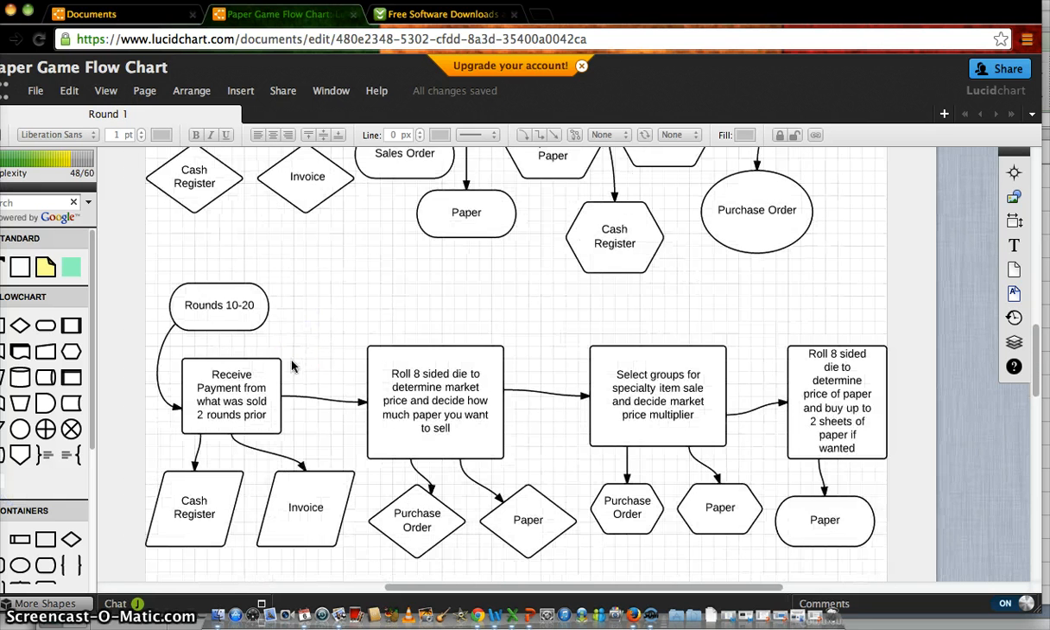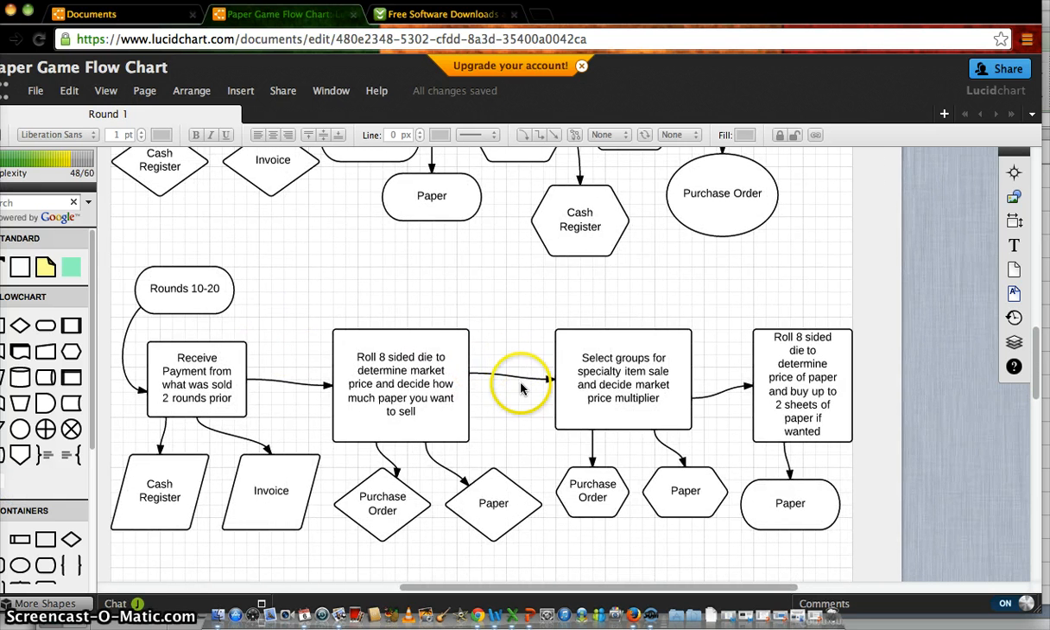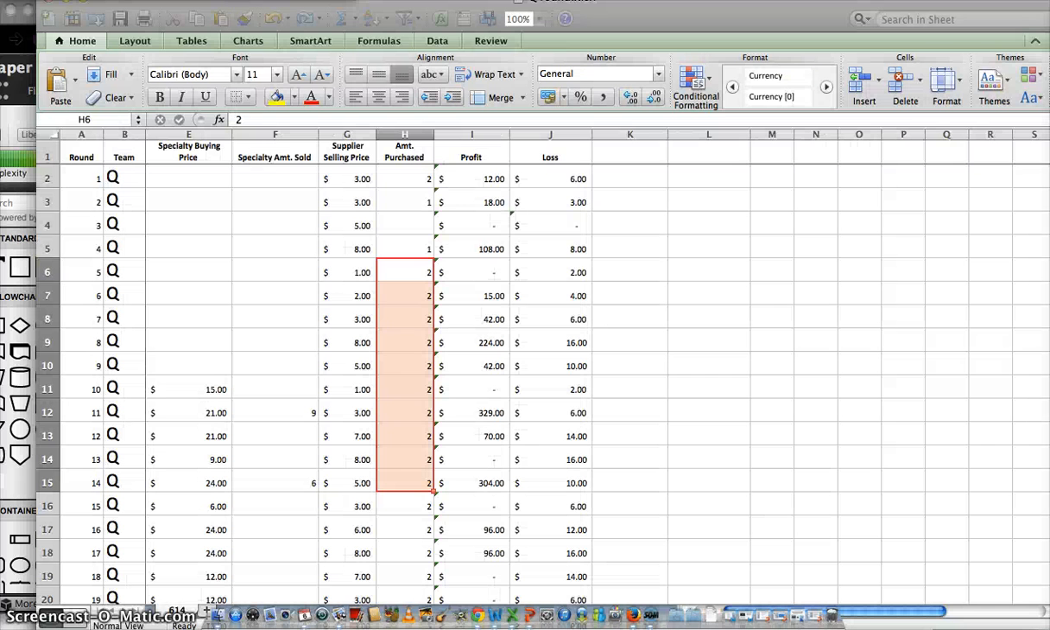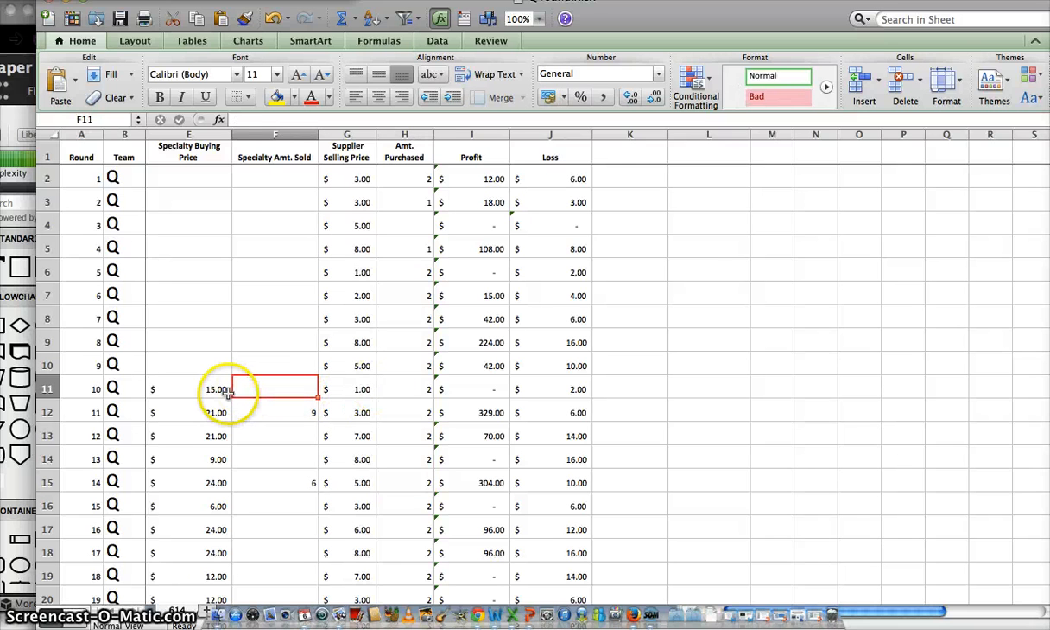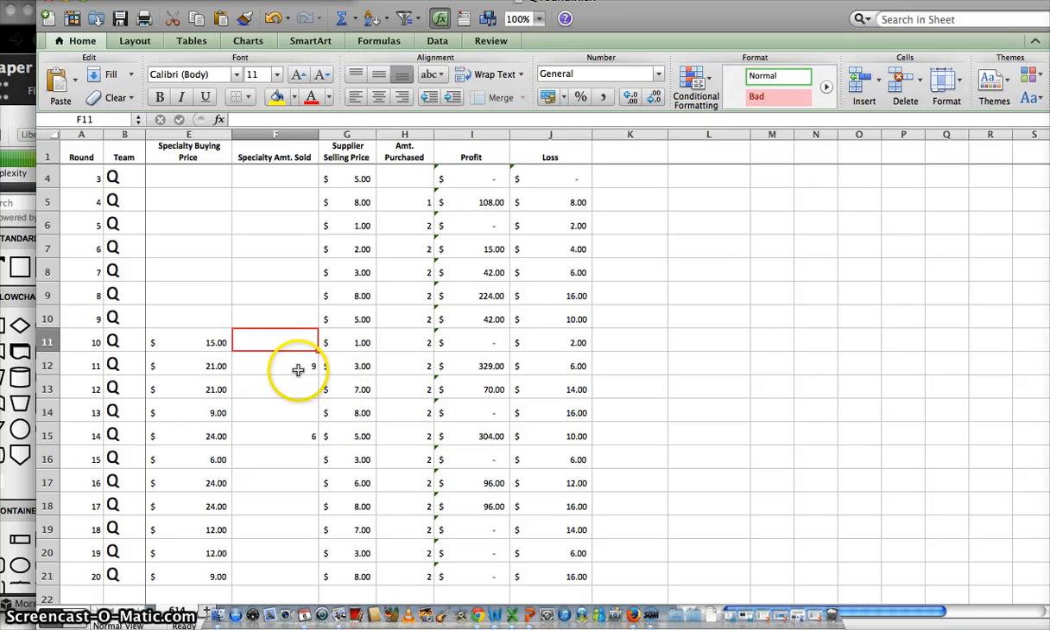At round 10 was when the specialty buying price came in, and we could also get paper at the same time as we purchased it. So for round 10, buying price was 5. We sold 0, and the specialty price was 15. But we didn't sell any, and also it was doubled if you were one of the groups picked, right? And so we ended up in round 11.